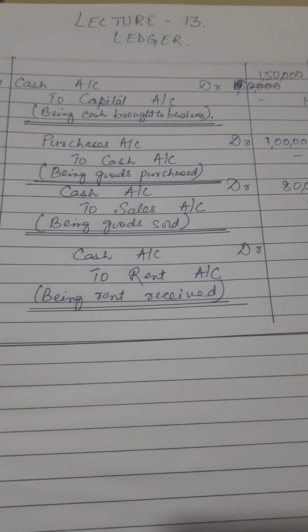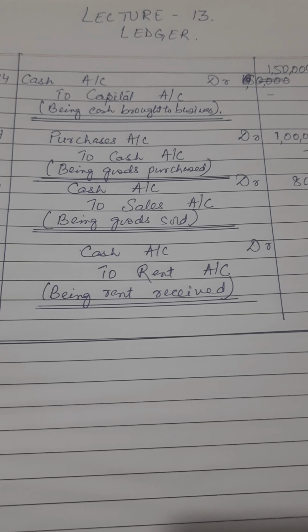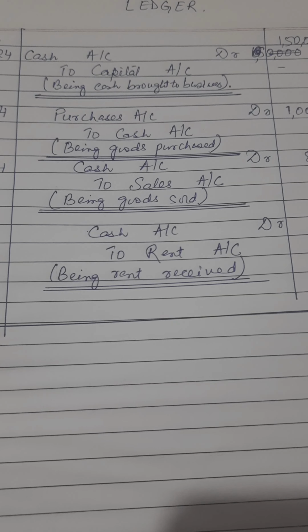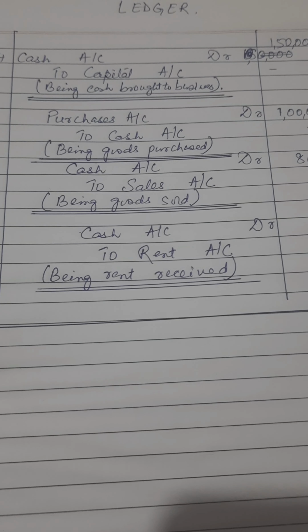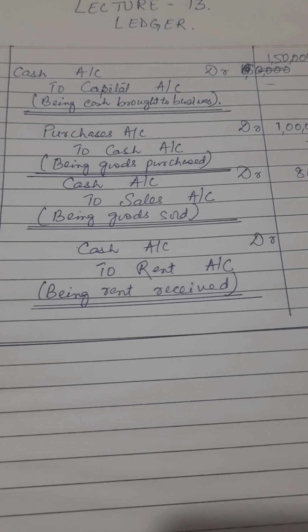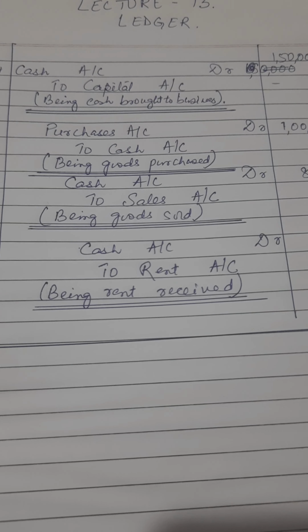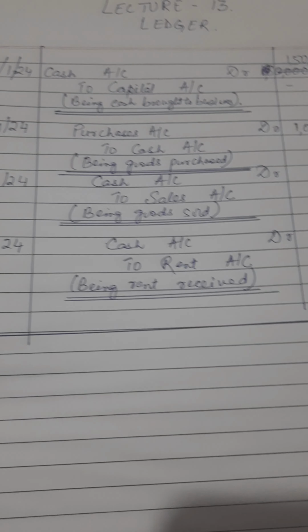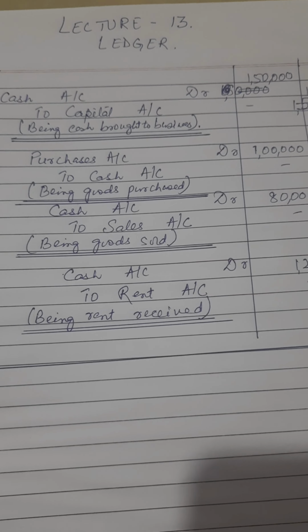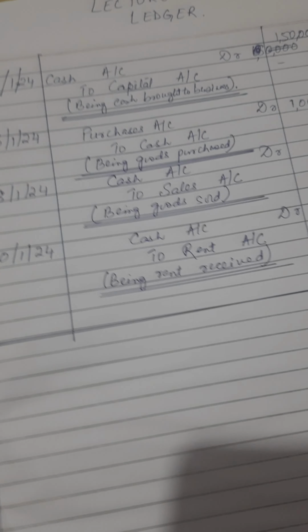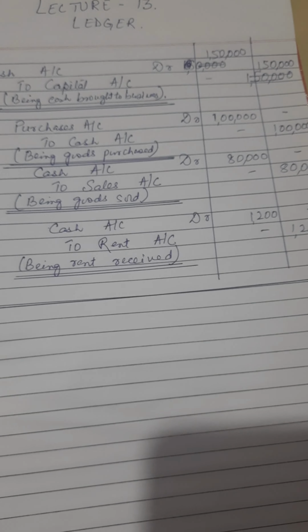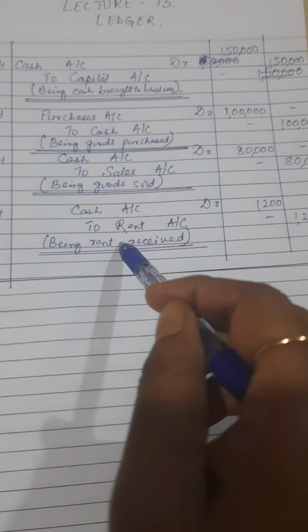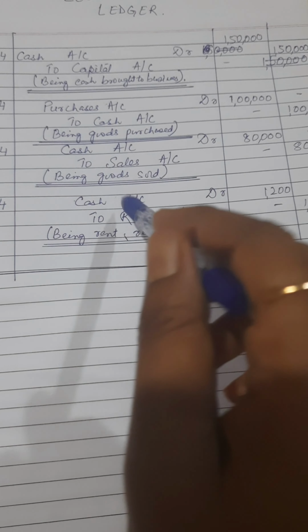Here we are talking about ledger, and we have seen in the previous lecture how to prepare a ledger account. In this video we are continuing the learning about ledger, and here I'm giving you 4 transactions. You can see this is a journal. This is not a ledger, this is a part of journal, and I have extracted 4 transactions.